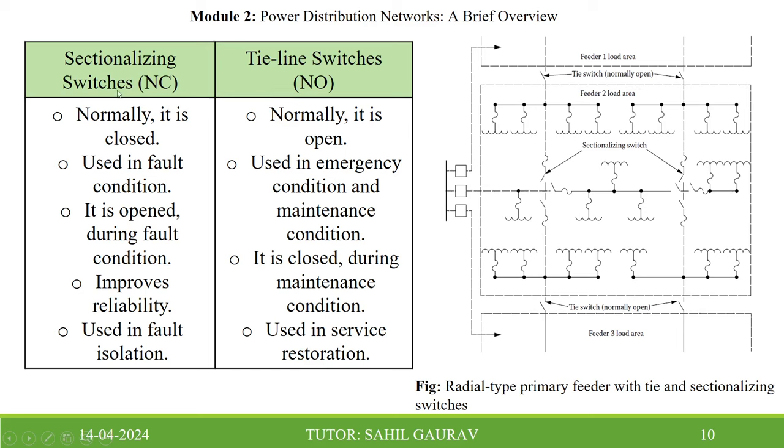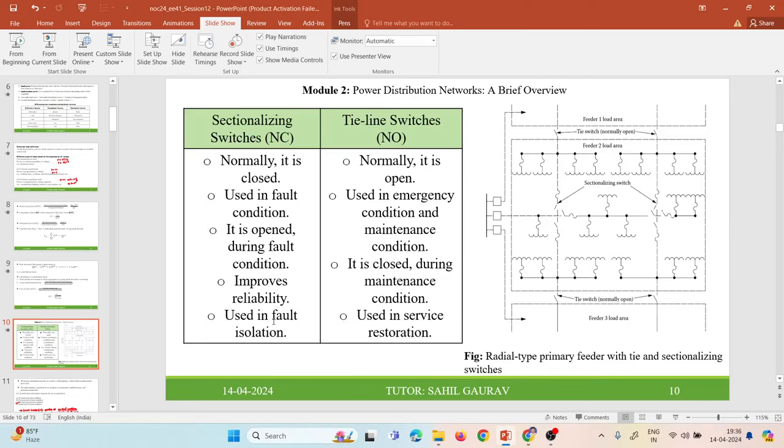So you can say that it removes the faulty area, therefore it improves the reliability, and it is used in the fault isolation. And this tie line switch is used in service restoration.